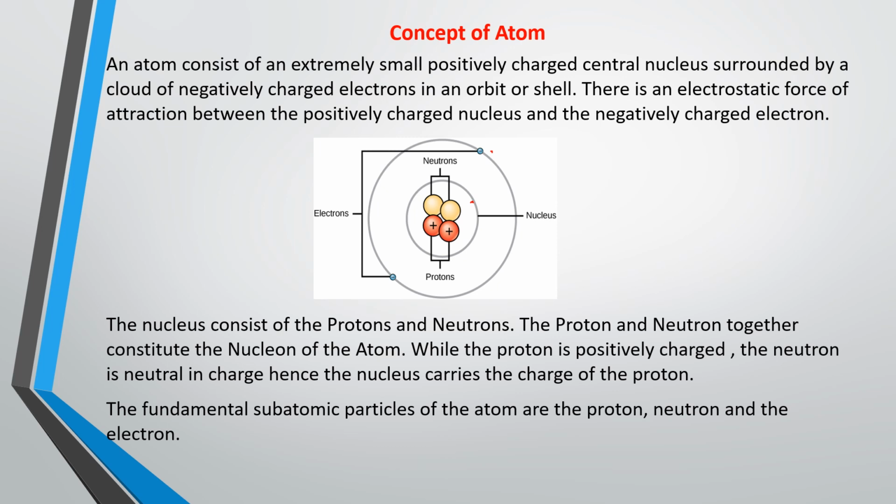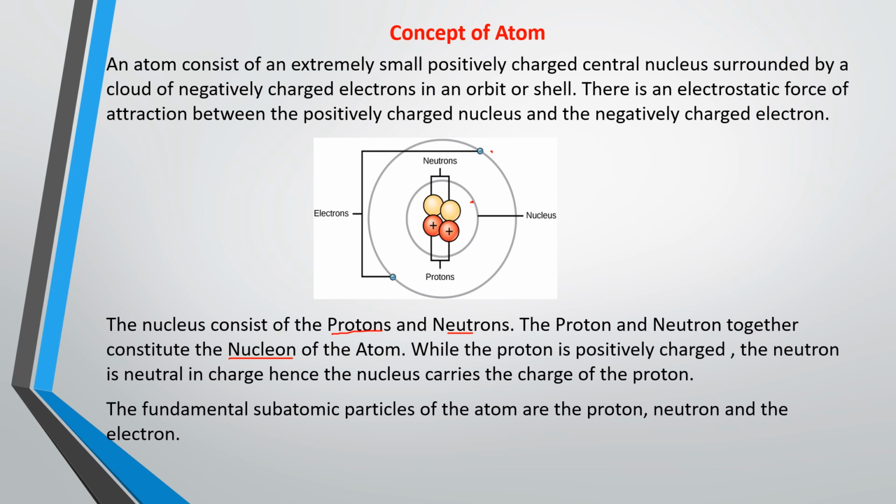If you look at the electrons and the way they are positioned, there's an electrostatic force of attraction between the positively charged nucleus and the negatively charged electrons that are in the shells. If you look at the nucleus very closely, you see that it contains two main particles, the proton and the neutron. So the nucleus of an atom consists of what? The proton and the neutron. The proton and the neutron together constitute the nucleon of the atom.